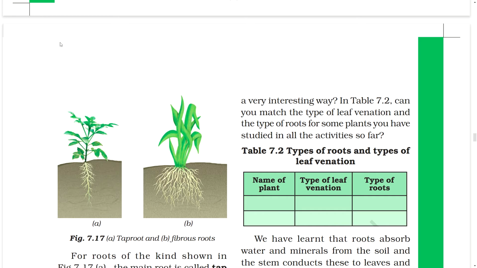In table 7.2, can you match the type of leaf venation and the type of roots for some plants you have studied in all the activities so far? Table. Types of roots and types of leaf venation. Name of plant, type of leaf venation, type of roots. Do this and comment on this.